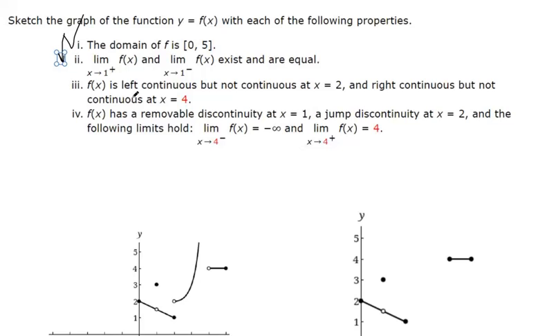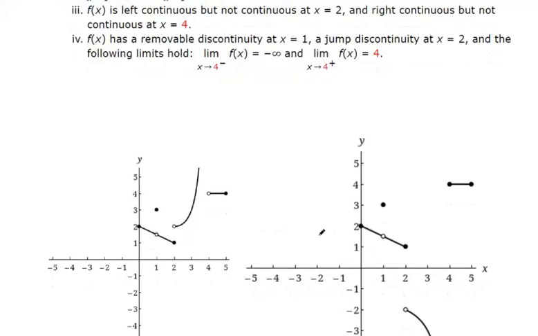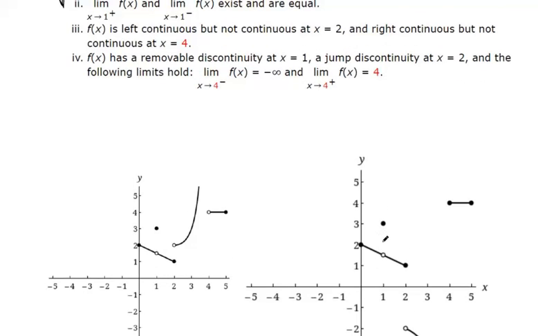f of x is left continuous but not continuous at x equals 2, and right continuous but not continuous at x equals 4. To be not continuous at a certain point, if we're tracing that graph with our finger, we have to lift it to get from one place to the other. So at x equals 2, this graph is not continuous, because as you approach from the left, you have to lift your finger and put it up here. It's a jump discontinuity. As x approaches 2 from the left, the limit exists, but as you try to approach 2 from the right, you can't, because there's nothing defined here. So this one is also not continuous at x equals 2.